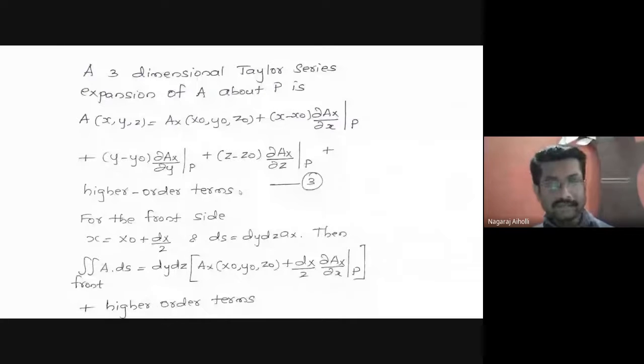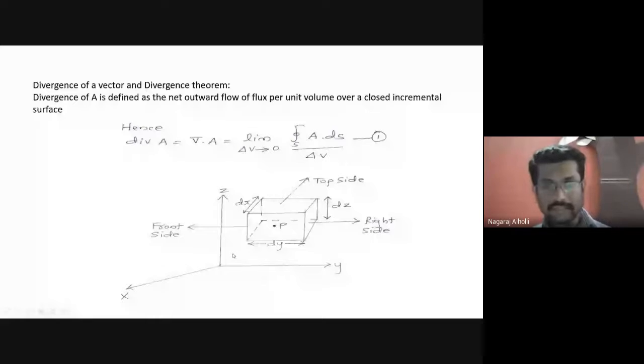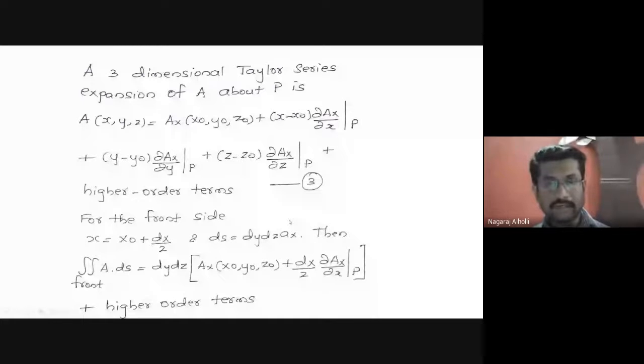Then we take the front surface, the front side. We write the coordinate as x is equal to x naught plus dx by 2, and ds is equal to dy dz, that is dx. Then the area will be dy dz times the unit vector in the x direction, ax. Its magnitude is 1, so we are not considering that. Then when we integrate that, we get dy dz of ax of (x naught, y naught, z naught) plus (x minus x naught), which is dx by 2, into dou ax by dou x at the point P, plus higher order terms.